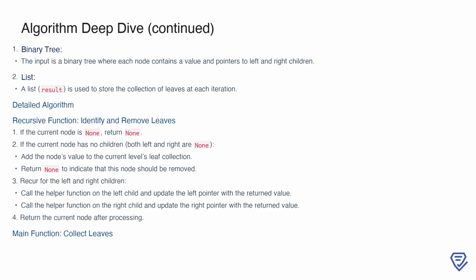The recursive function for identifying and removing leaves works as follows: if the current node is null, it simply returns null. When a node has no children, its value is added to the current level's leaf collection, and null is returned to indicate that the node has been removed. For non-leaf nodes, the function is called recursively on the left and right children, and their pointers are updated based on the returned values. After processing, the current node is returned, unless it is identified as a leaf in that iteration.